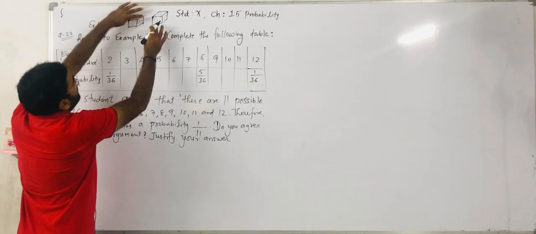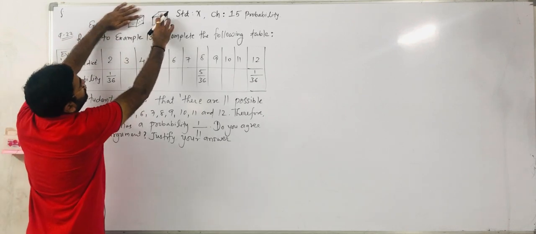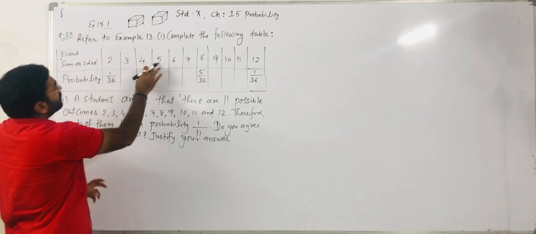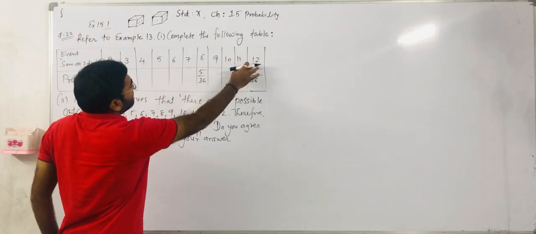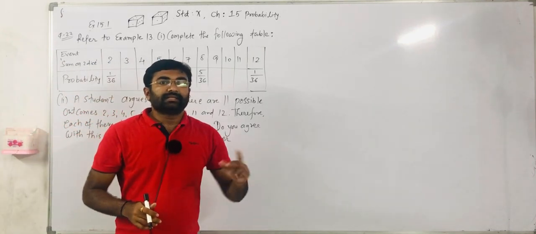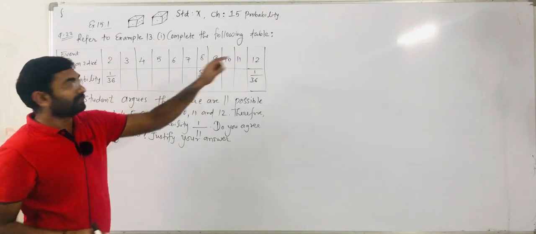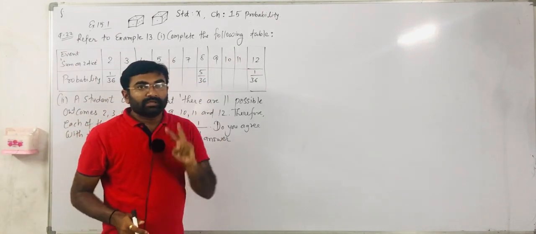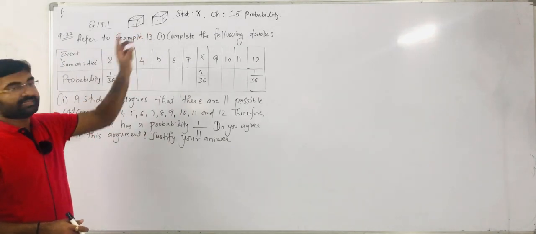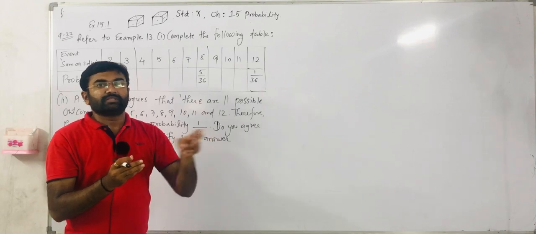If you get 1 on both, then you can say the sum is 2. If here you get 2 and here you get 1, then the sum is 3. That way 4, 5, 6, 7, 8, 9, 10, 11, and 12. If on both dice we get 6, then the sum will become 12. So all sums are possible from 2 to 12. The minimum outcome of the sum on the two dice is 2, because if on both dice we get 1, then the sum becomes 2.